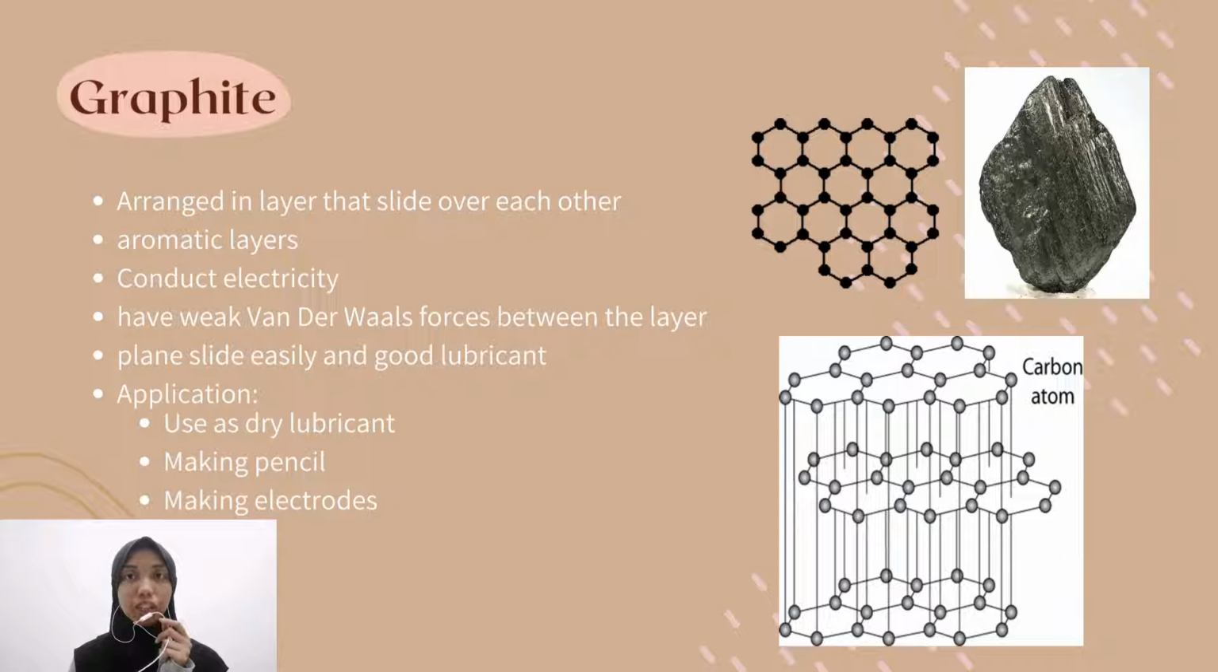The third type of carbon is graphite. Graphite is arranged in layers that slide over each other. Graphite has aromatic layers. Graphite also is the only non-metal that can conduct electricity. Graphite has weak van der Waals forces between the layers, and in the structure of graphite the planes can slide easily, and this makes graphite a good lubricant. The application of graphite in our everyday life is to be used as a dry lubricant, to make a pencil, and to make an electrode.